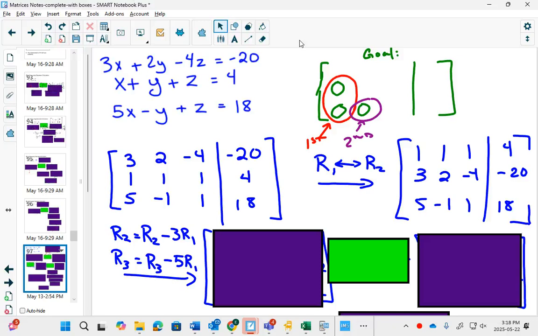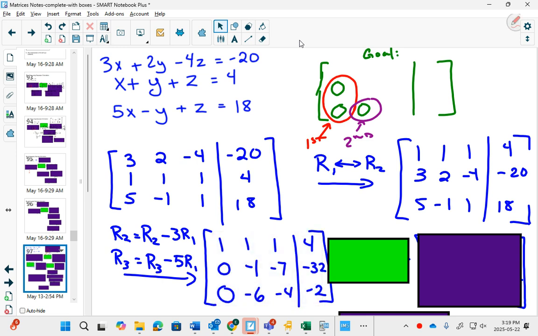Does that make sense? I'm changing row 2 and I'm changing row 3. Yes, question. What is that double arrow? Switch. Like I'm interchanging them. So row 1 is going to become row 2, row 2 is going to become row 1. So if I do that, I get my first goal.